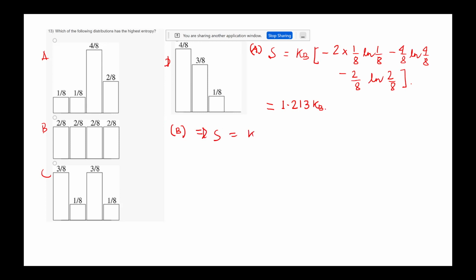Now for option B it is easy. S equals k_B times minus 4 times 2 by 8 ln 2 by 8. There are 4 of this kind of distributions. So that will give you 1.3863.